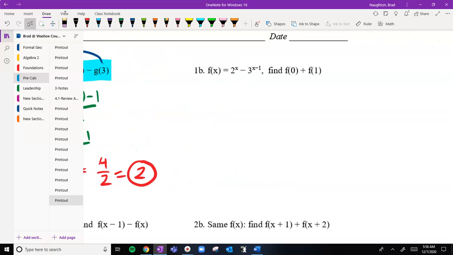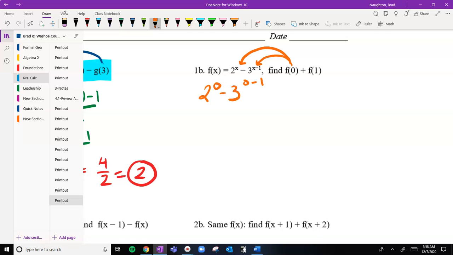Now this B one's a little bit saucier. We do have 2 variables, so I'm going to plug this 0 in here, and I'm going to plug it in here. So we're going to do the exact same thing. Let's worry about just the 0 first. So 2 to the 0 power minus 3 to the 0 minus 1.